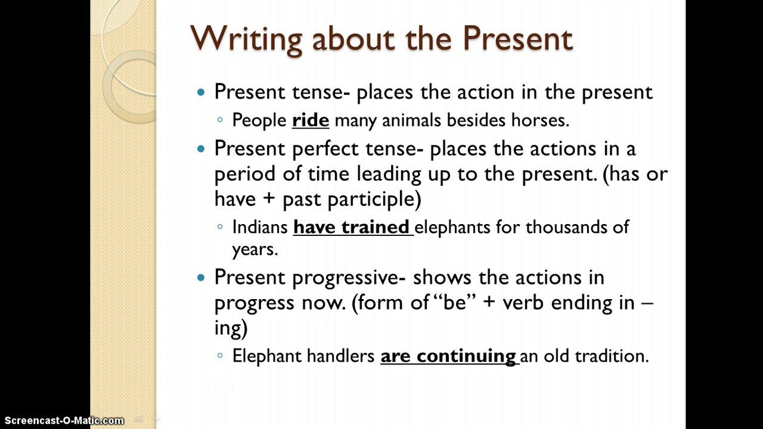And then present progressive shows the actions in progress now. So you have the form of the word be plus a verb ending in ing. Elephant handlers are continuing an old tradition. And that shows that the action is in progress right now. So that's how you determine which form of the present verb you would use.